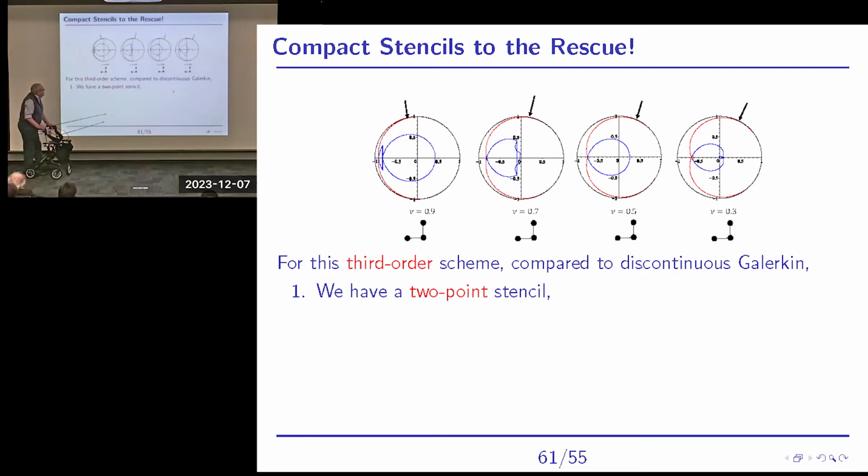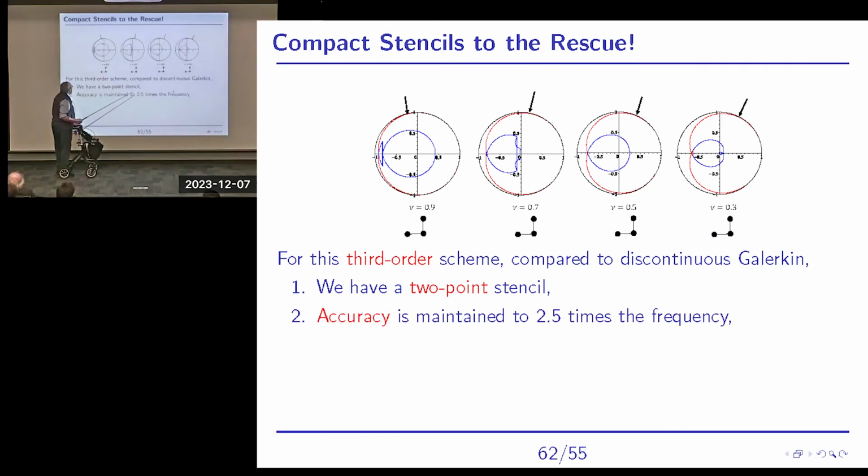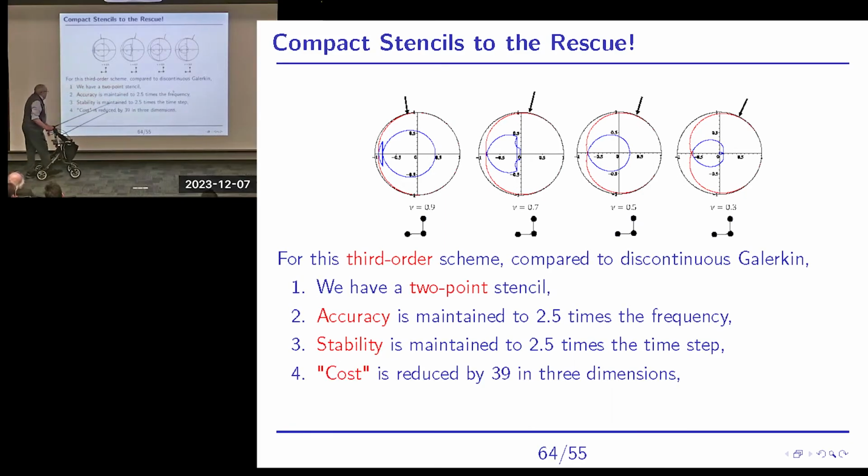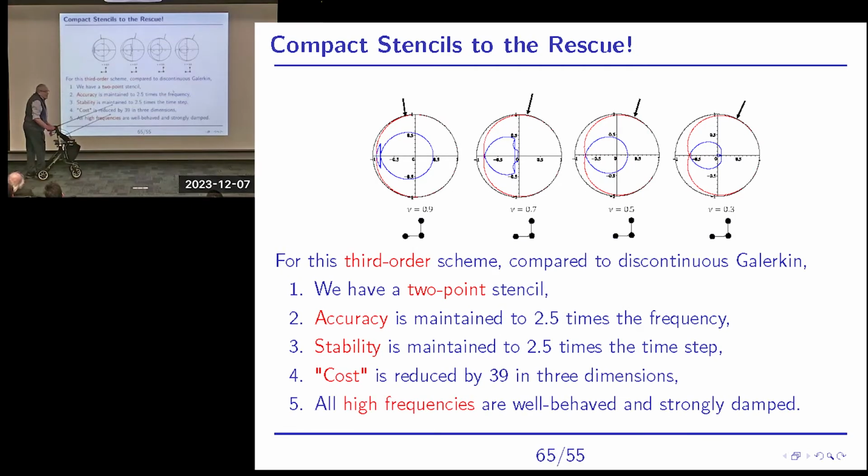I'm showing you results for a 3rd order scheme. I've already shown results for a 3rd order scheme. In this case, you'll see that the resolved frequencies are much larger by a factor of about 2.5. The degree of accuracy, the closeness of the approximation at low frequencies, is also increased by a factor of about 2.5. Stability is increased by a factor of about 2.5 compared with DG.